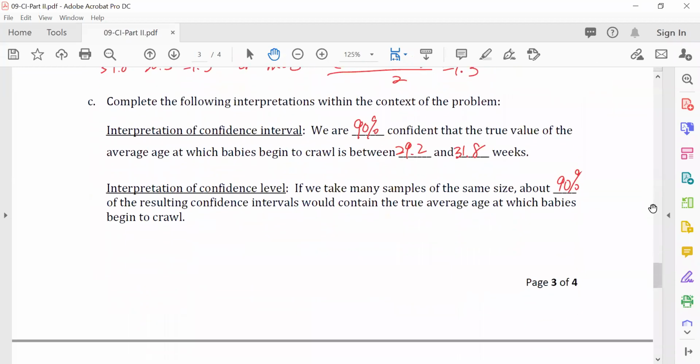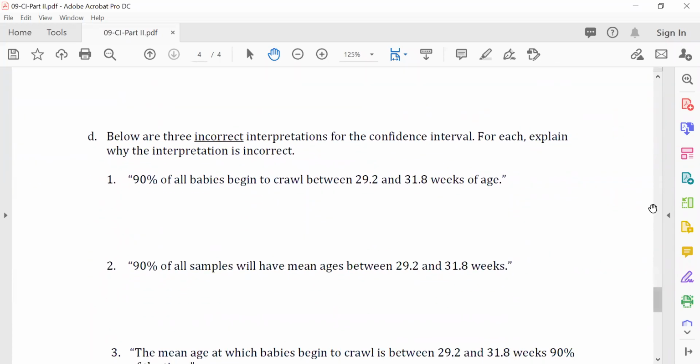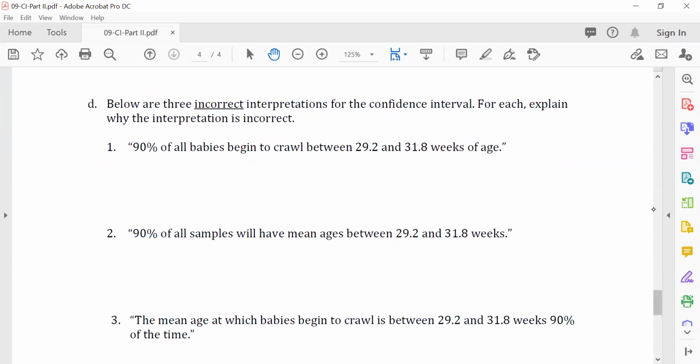Okay, so then is part D. I heard you guys haven't finished it yet, so I'm going to give you a few more minutes on this. Remember, those are all incorrect. It has been told that below are the 3 incorrect interpretations for the confidence interval. Then how would you explain why they are incorrect? So I'm going to put you guys into that breakout room again. We'll give you 2 to 3 more minutes.